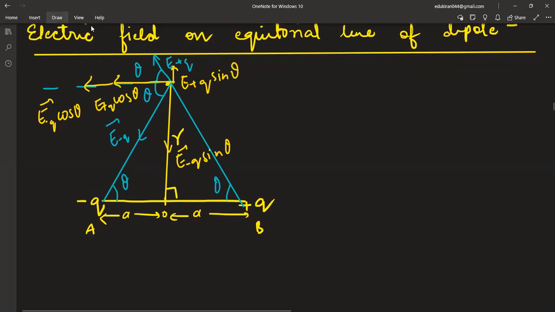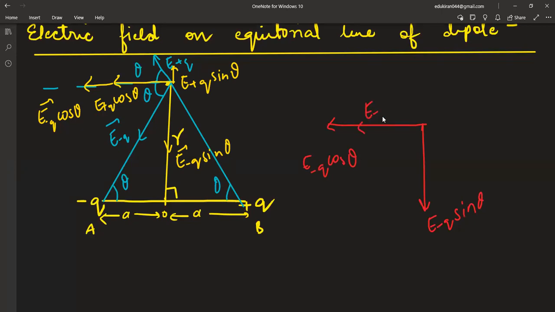Clear? Let's have a look at the resolution of vectors which we have done. E minus Q sin theta is downwards. E minus Q cos theta is towards the left. Then again, E plus Q cos theta is towards the left. E plus Q sin theta is upwards, right? Now we have this with us. This we have to find out.